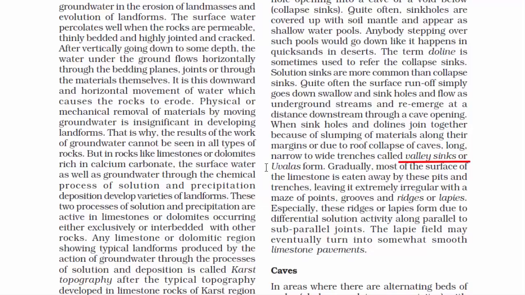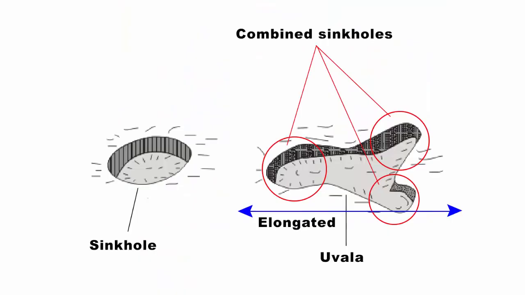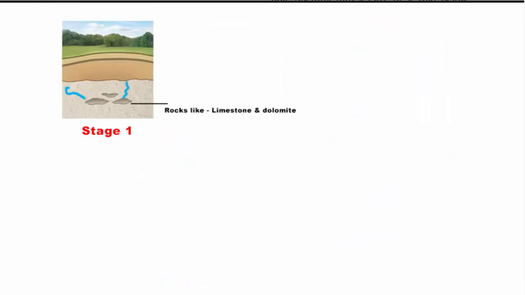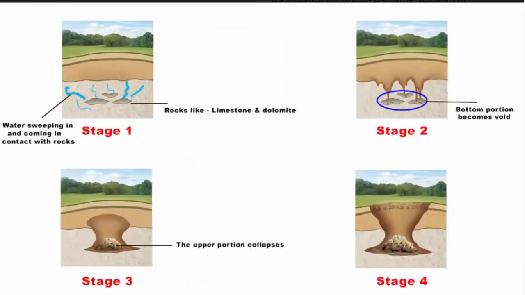Now there is this term here called valley sinks. It is also called uvalas. Let me explain what this is. These are large elongated sinkholes formed by joining several smaller sinkholes. Have a look at this picture. We have read moments back what sinkholes are and how they are formed. They are void at the bottom and the upper surface collapses because it contains soil mantle. It's like quicksands in deserts. They are basically huge depressions in the land.